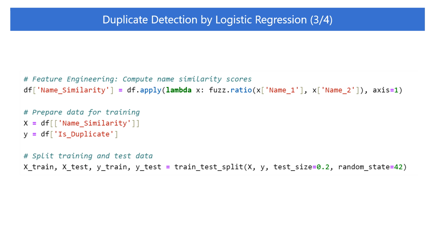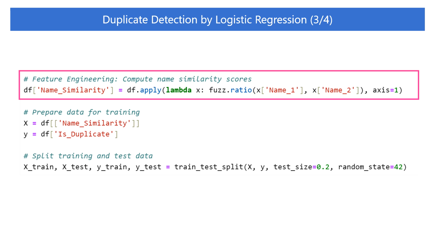First, let's implement feature engineering. This step applies fuzzy string matching to compute the similarity score between two names. The function fuzz.ratio calculates the Levenshtein distance, a measure of how many character edits are required to convert one string into another. The function apply iterates through each row and computes the similarity score for name1 and name2. Higher scores indicate greater similarity, making them useful features for classification.